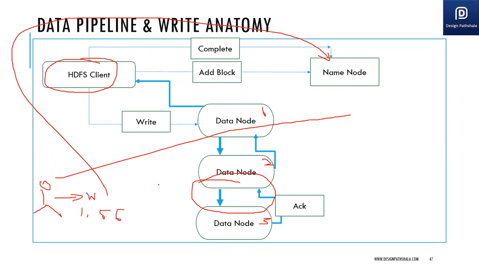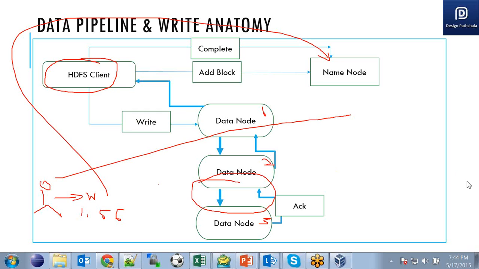But I had a question over here. Can anyone answer what will happen if data node 2 goes down while data node 1 is trying to write to data node 2? What should happen in this scenario basically? Wouldn't a message be sent that it failed and then it would retry with a different node?